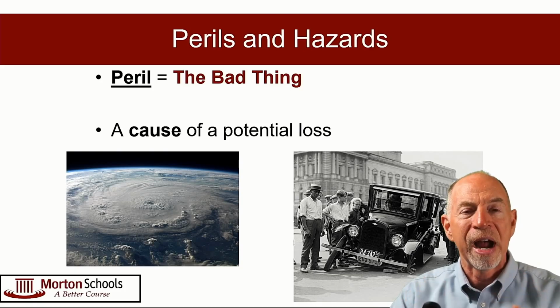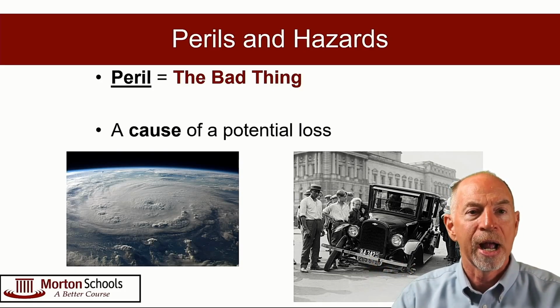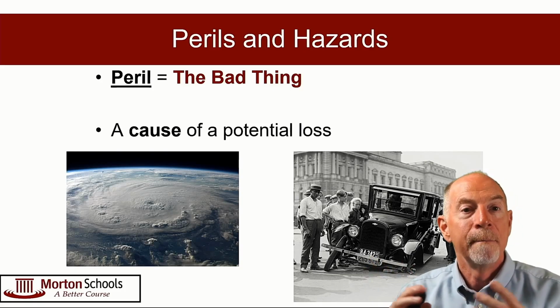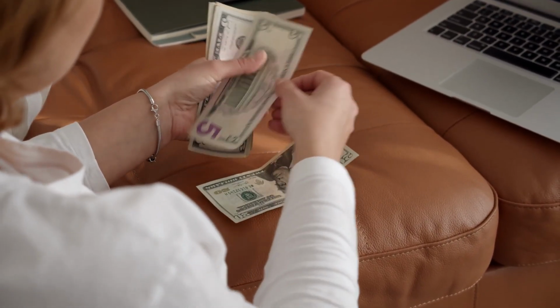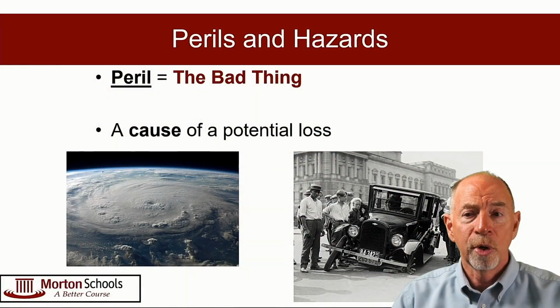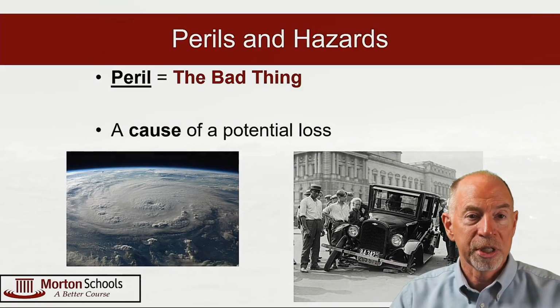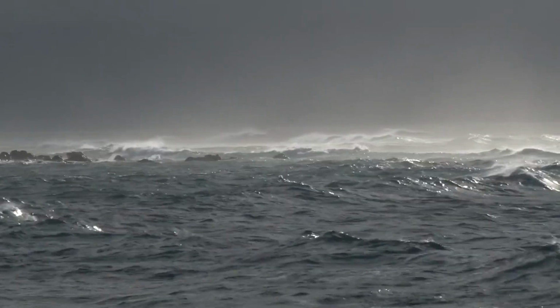That would be the fire, the hurricane, the tornado, the car accident, the heart attack, the medical issue. It's the thing that causes the financial loss. So let me give you some examples. I used to live in South Florida. There we had hurricanes all the time. The fact that I lived there means I have what?